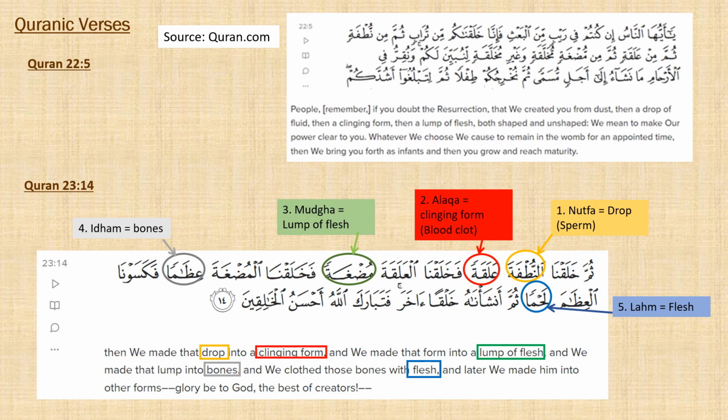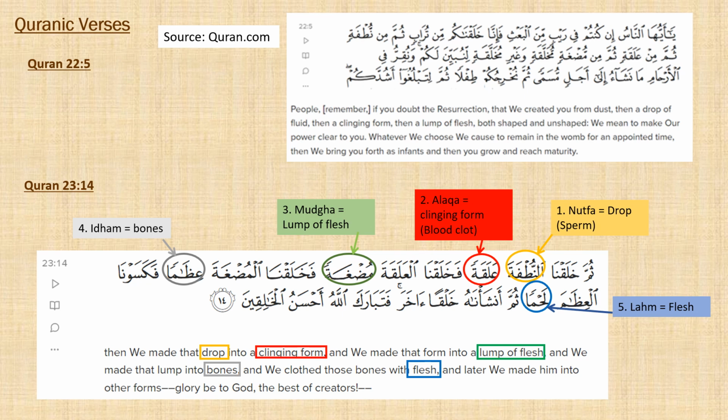Whatever we choose, we cause to remain in the womb for an appointed time. Then we bring you forth as infants, and then you grow and reach maturity." Quran 23:14 is probably more comprehensive in explaining the stages of the embryo from within the womb. Essentially, the Quranic stages of embryo development are as follows.